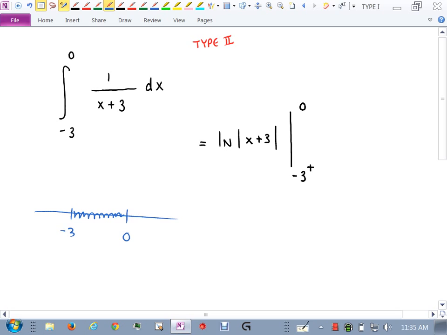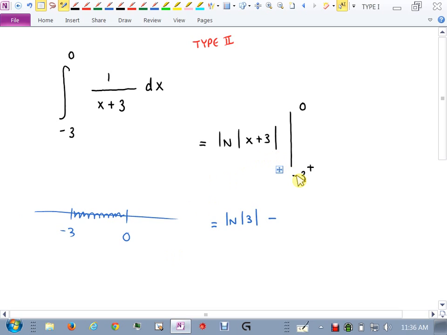Now, let's plug 0 in first. We get natural log of 3, right? Minus, now plug in -3. Ooh. Natural log of 0, which is, well, it's undefined, right? Natural log of 0 is undefined. Do y'all agree?